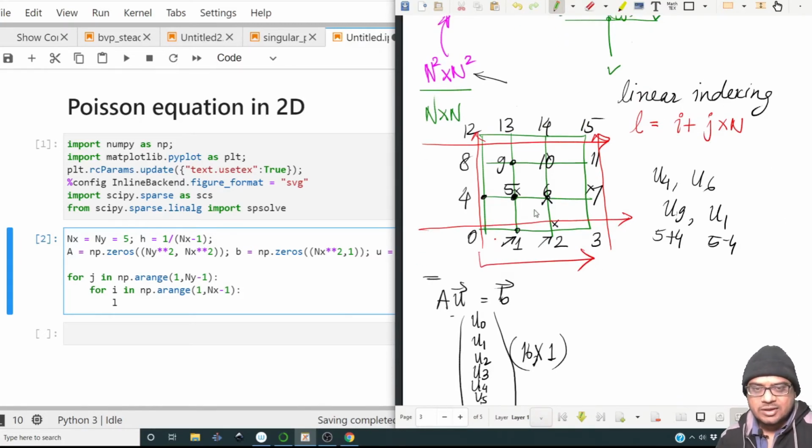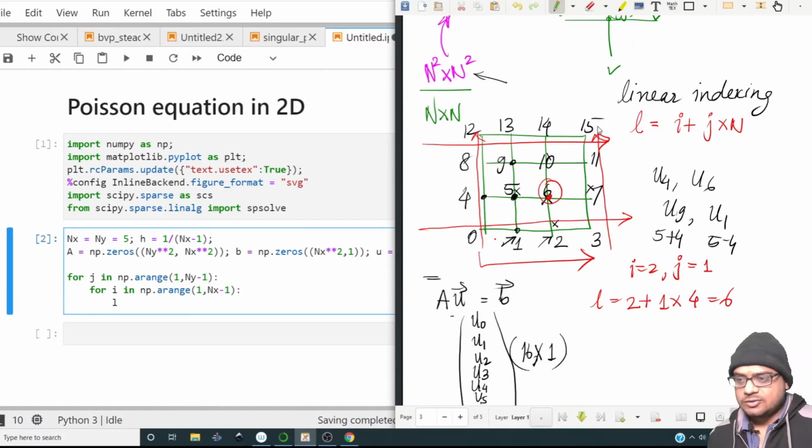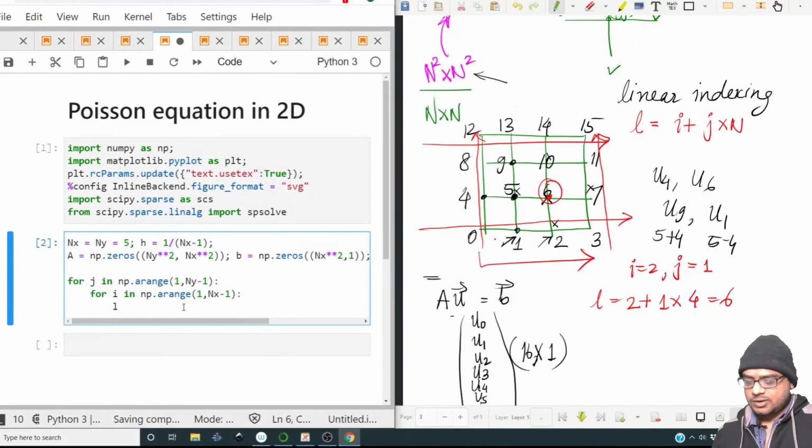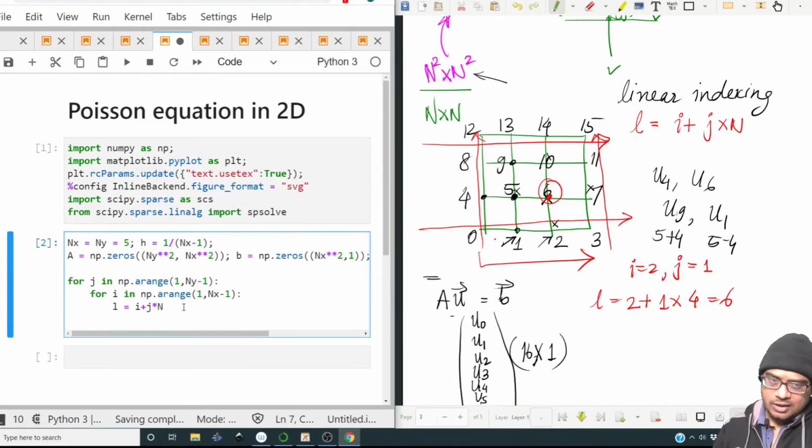So let us see. For this point, i is equal to 2, j equal to 1. So the linear index is 2 plus 1 times 4, which is 6. And this linear index is actually 6. So good. So the linear index L is i plus j times n. Great.